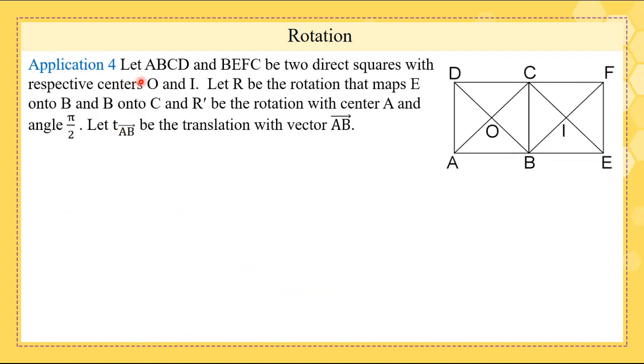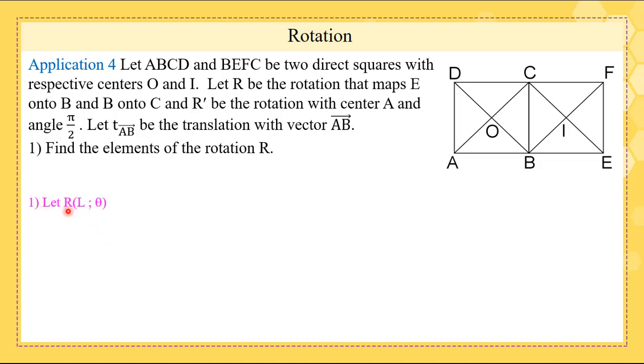Now application 4. Let ABCD and BEFC be two direct squares with centers O and I. Now we have a rotation R that maps E onto B and B onto C. And we have also a rotation R prime with center A and angle pi over 2. And we have a translation by AB vector. Now part 1, find the elements of the rotation R.